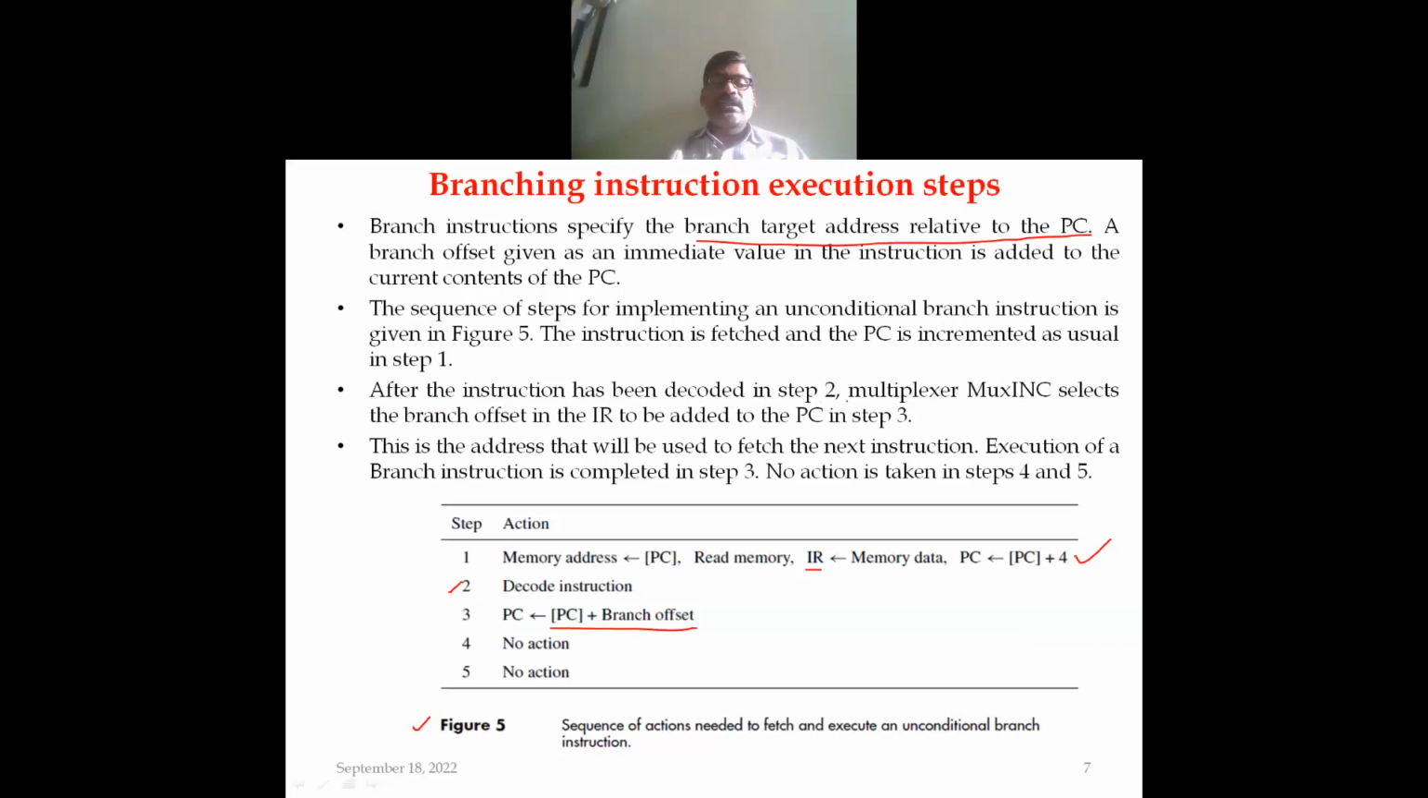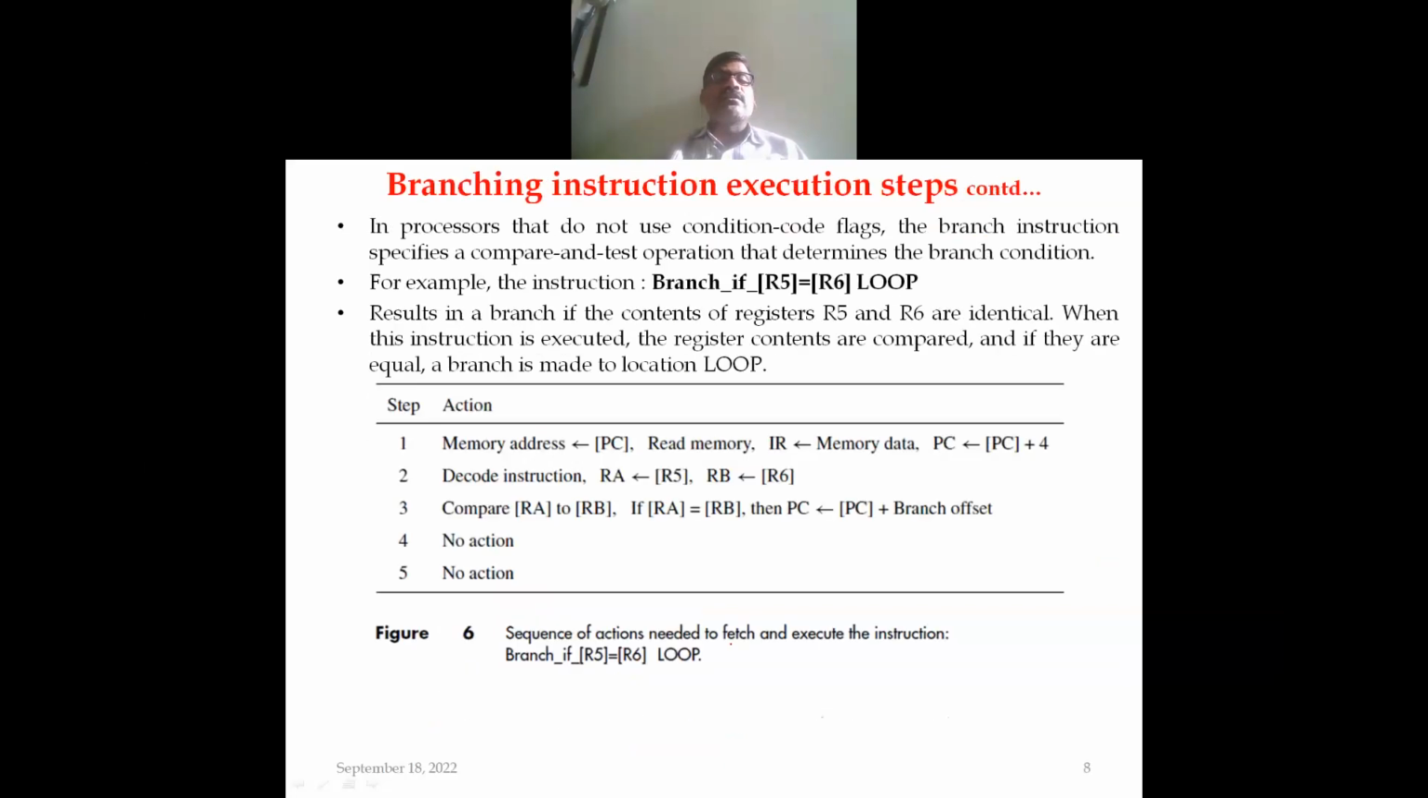So after the instruction has been decoded in step 2, multiplexer MUX increment selects the branch offset in the IR to be added to the PC in step 3. So this is the address that will be used to fetch the next instruction. So execution of a branch instruction is completed in step 3 itself. So no action is taken in step 4 and step 5. This is what we call unconditional branching. Then next we will see the conditional branching.